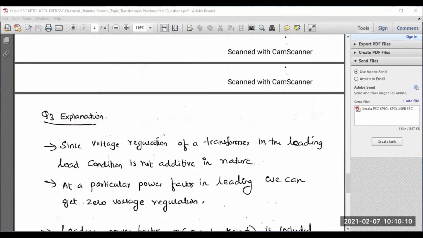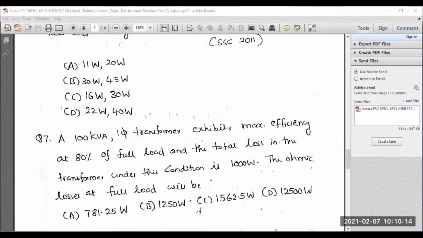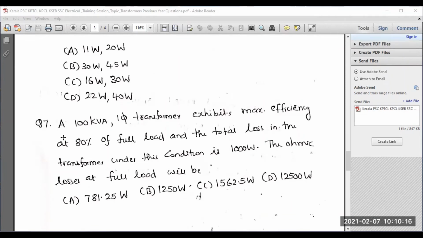I have given the detailed explanation as well. Okay, so question number 6 we have completed. Moving on to question number 7.